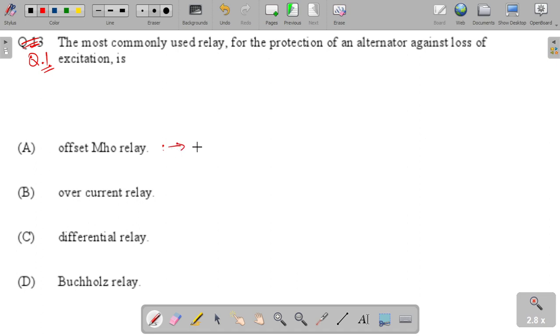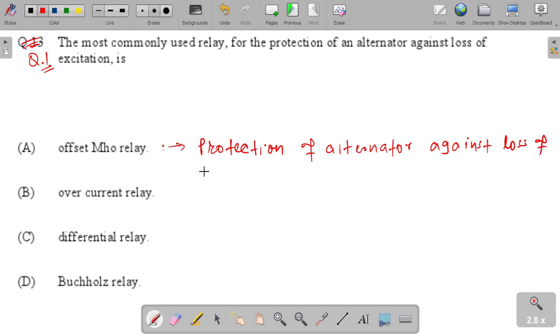So I will write here: this relay is used for the protection of alternator against loss of excitation. So basically this is a theoretical type of question.